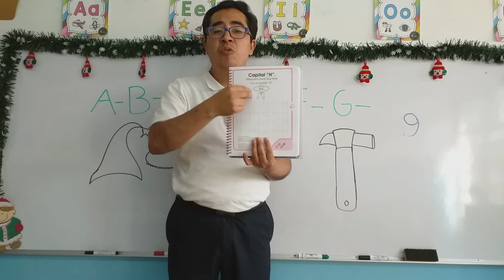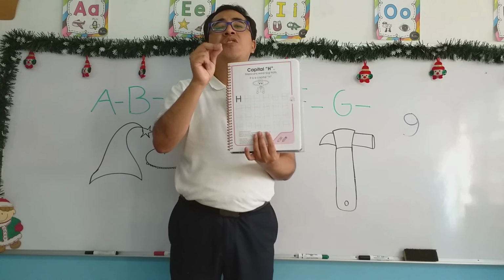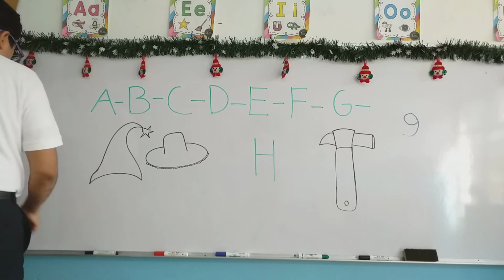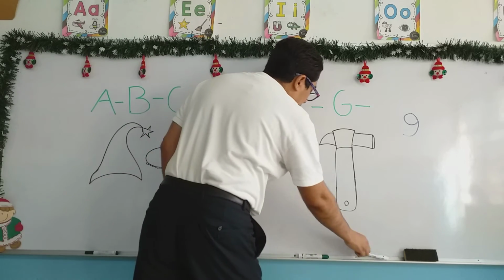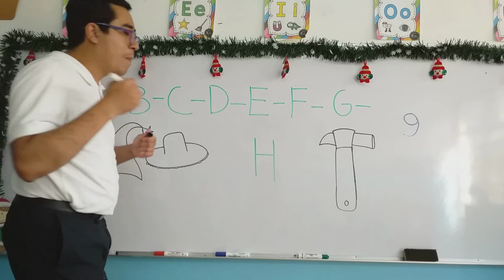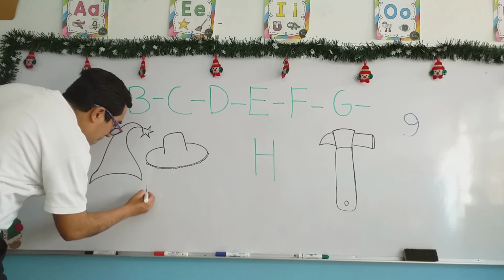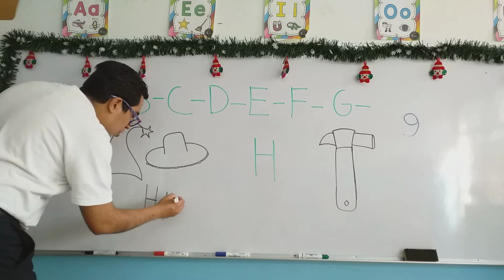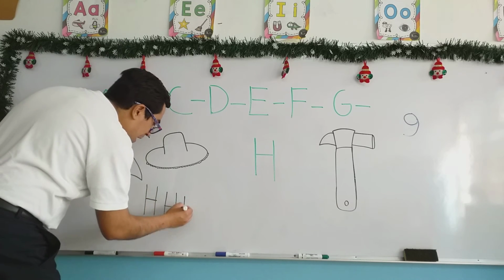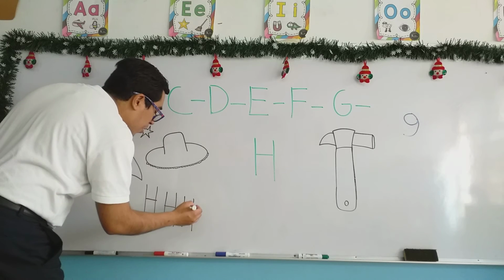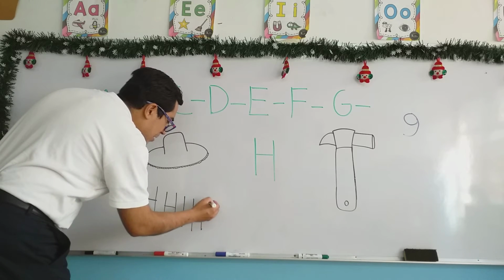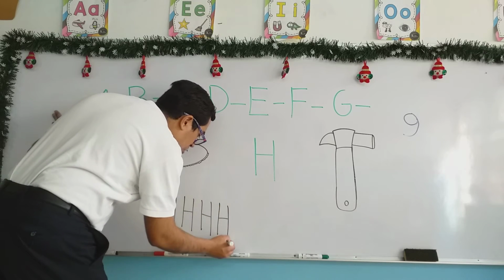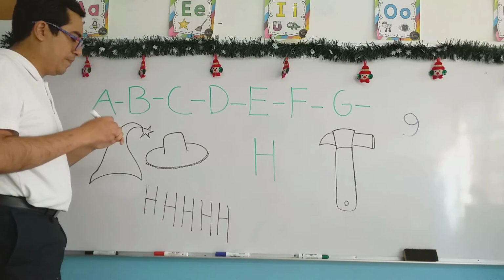Now, while you are tracing the letter, it's important to repeat the name of it. Recuerde que en estos ejercicios de trazo, lo que importa es remarcar correctamente y repetir el nombre de la letra. Capital H. Capital H is for hat. Hat, sombrero. And this object uses capital H.